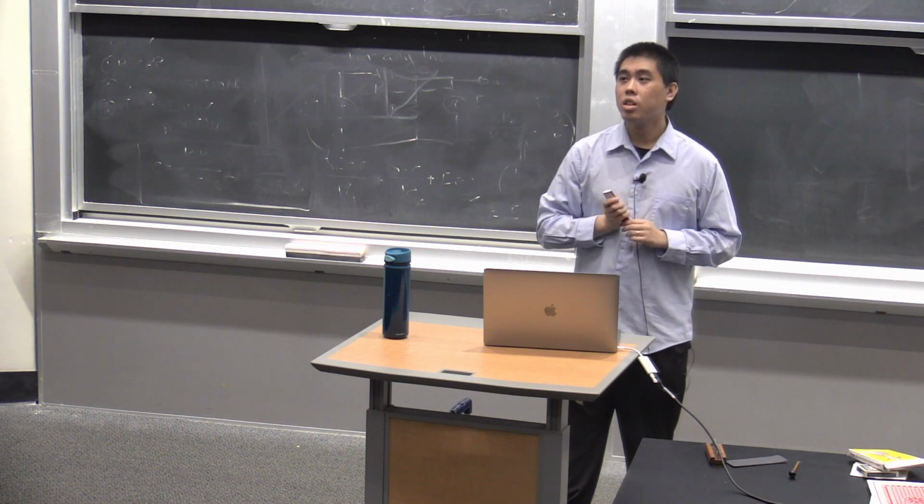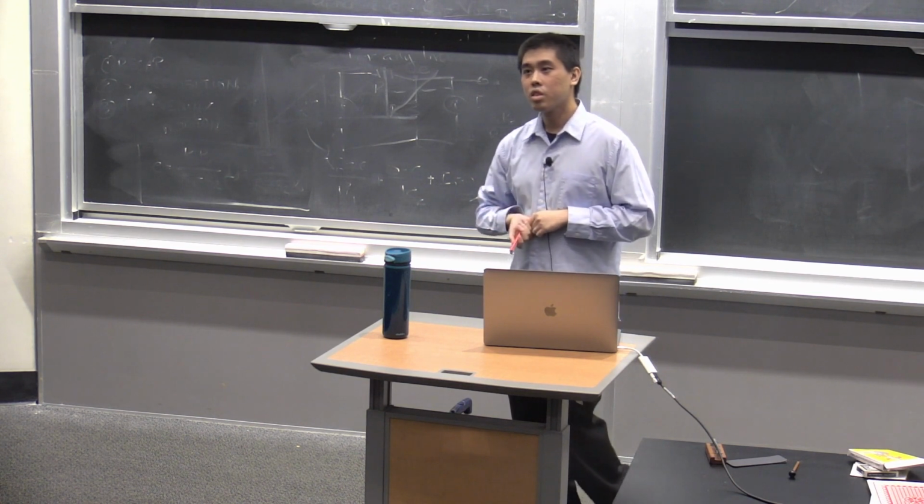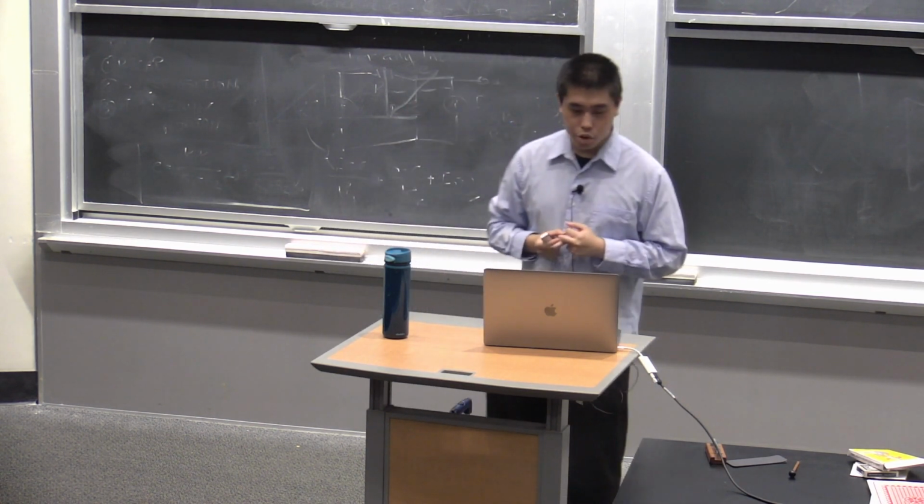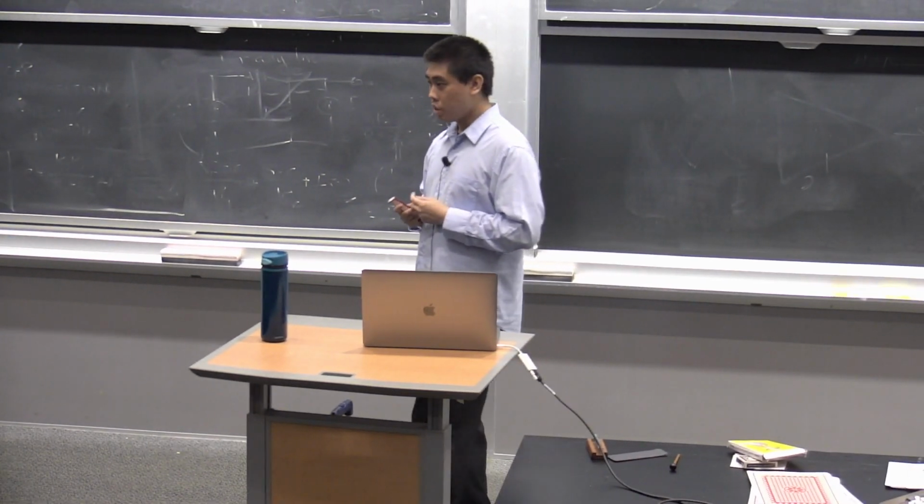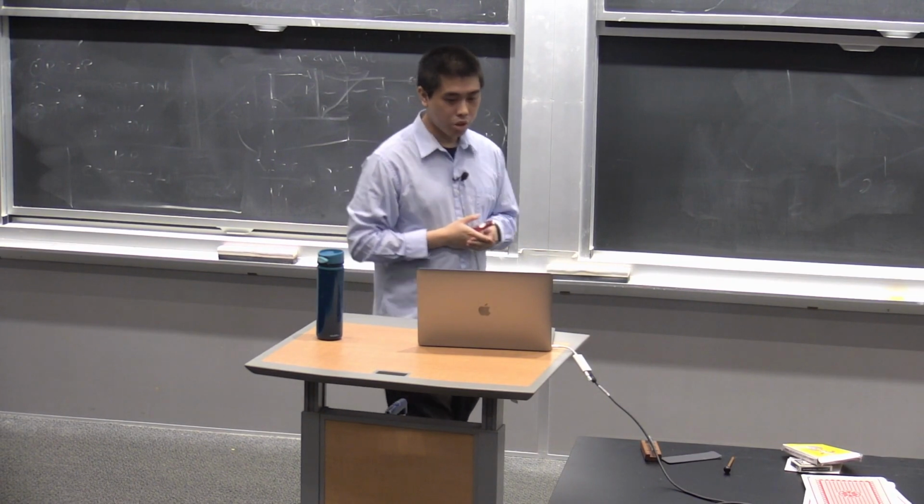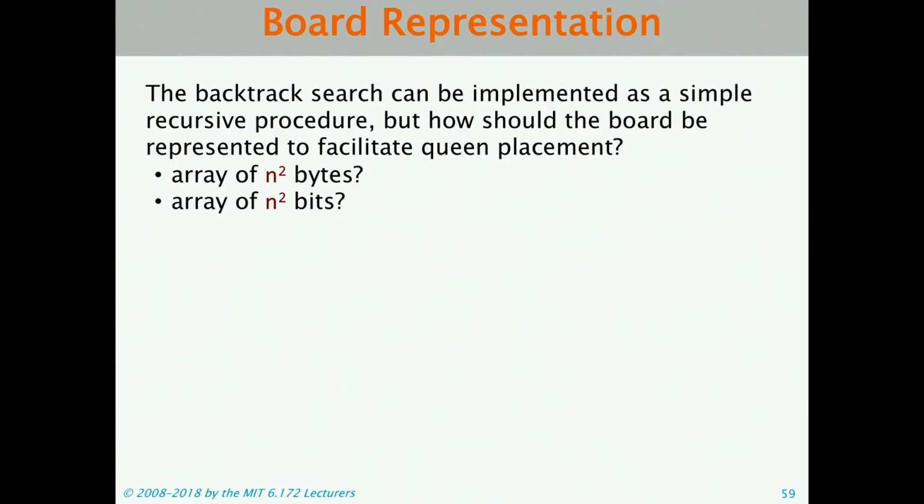You could pack all of the bits such that one bit represents a queen in some place on the board. Yeah, so that's a good answer. So instead of using bytes, we can use bits. Because the value can only be 0 or 1, we only need 1 bit to represent that. So we can just have an array of n squared bits. Is there a better way to do this?